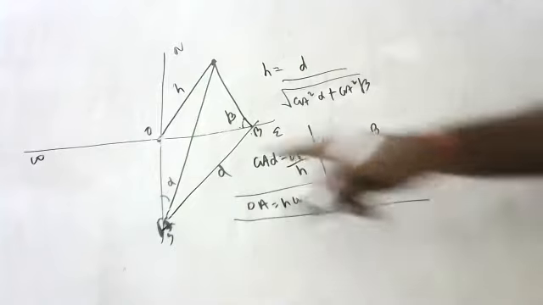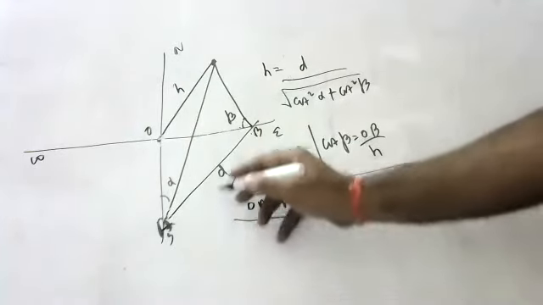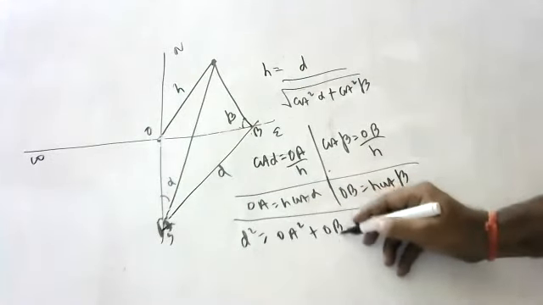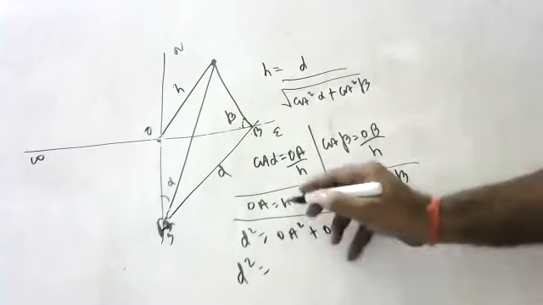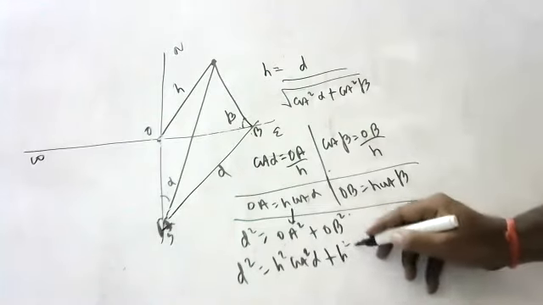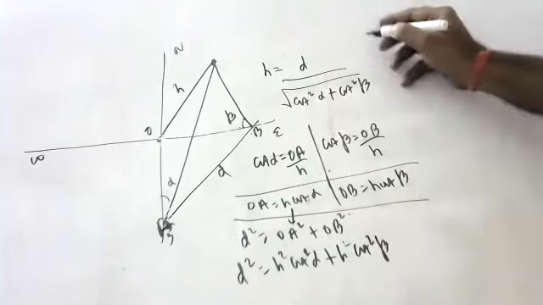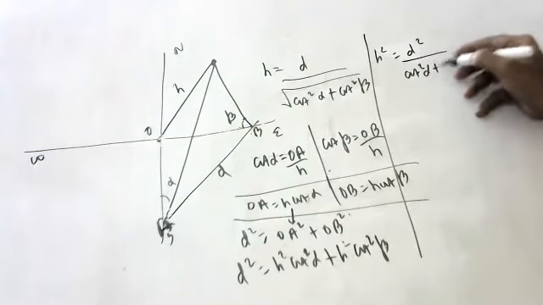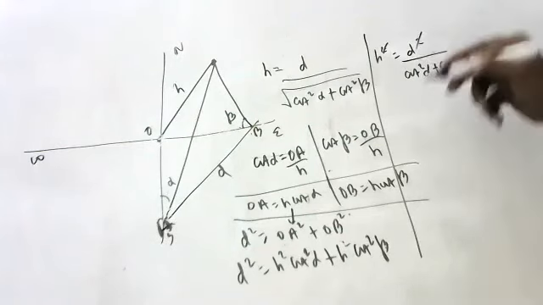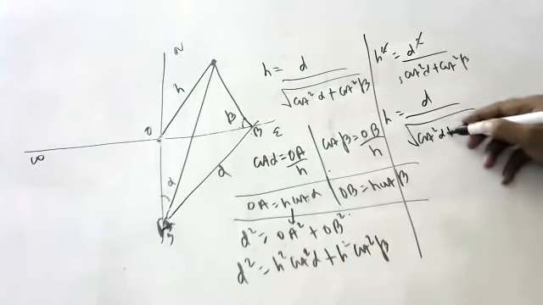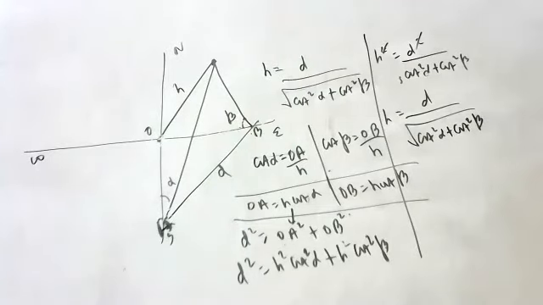Apply Pythagoras theorem for OAB. D square is equal to OA square plus OB square. So D square, OA square is what? H square cot square alpha. OB square is what? H square cot square beta. H square take common: D square is H square into cot square alpha plus cot square beta. Square cancel, root will come down. H is equal to D of root of cot square alpha plus cot square beta. That's it. Okay, children, those who did not understand this, one time explain to each other.